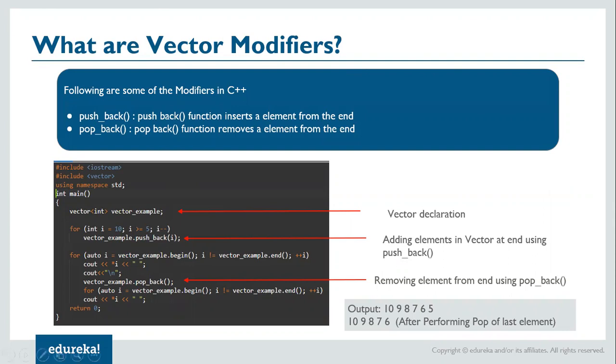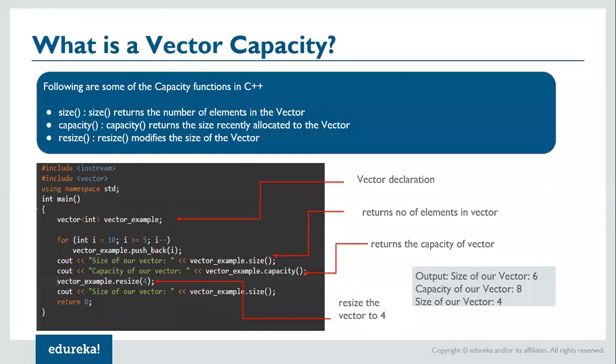So moving on, we will look at some capacity functions. So what are capacity functions? As you can see in the slide, we have size, we have capacity, we have the resize function. Size returns the number of elements present in the current vector. Capacity returns the size currently allocated to the vector. And then you also have an option to resize it.